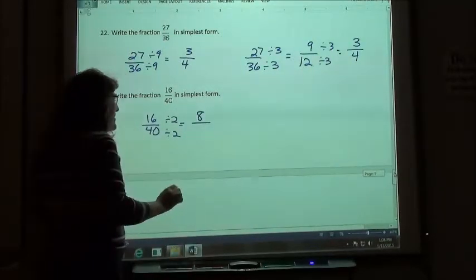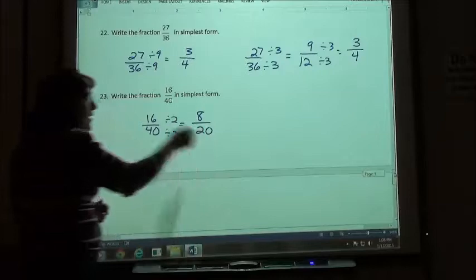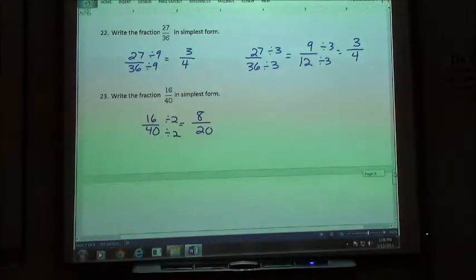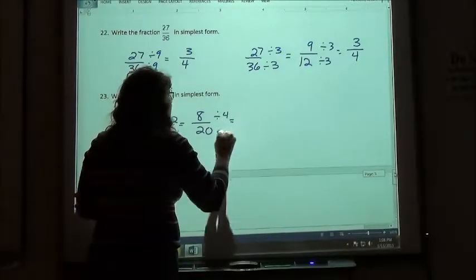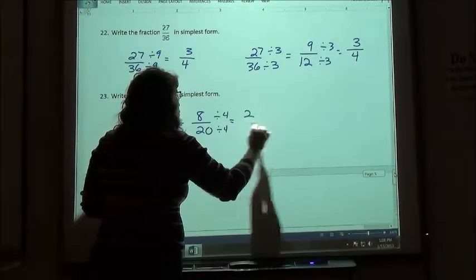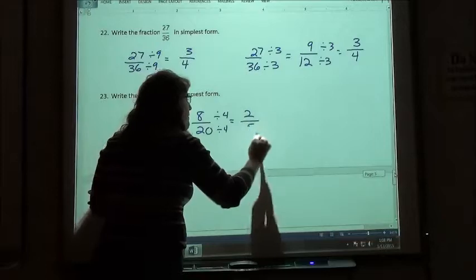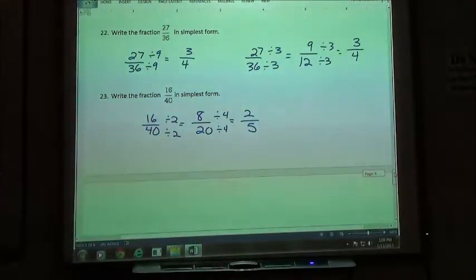40 divided by 2 is 20. Can I reduce it down some more? Yes, I can divide by 4. 8 divided by 4 is 2. 20 divided by 4 is 5. Can't reduce it down anymore.